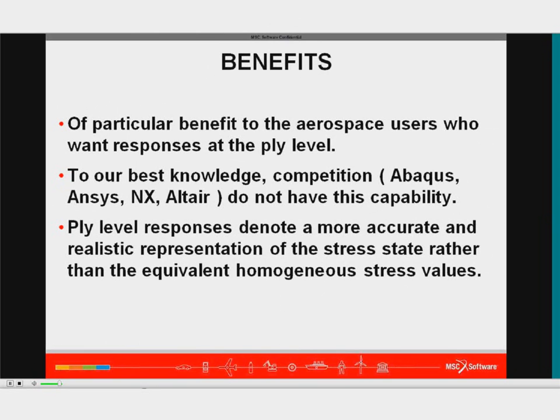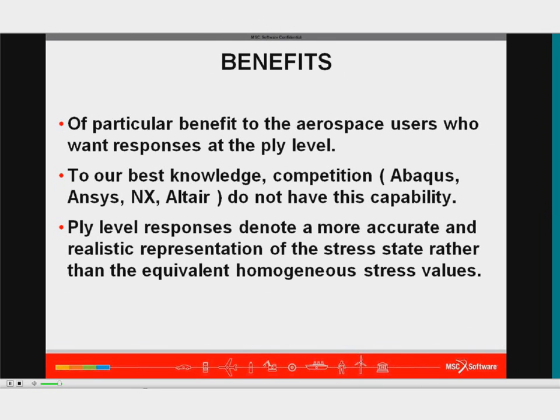And to the best of our knowledge, the dynamic composites capability may not be available with our competitors. I don't know. Yesterday, Ted Wortham mentioned that maybe some of these have. So maybe the field personnel will be the best people to know whether some of these other software packages support the dynamic composite capability.